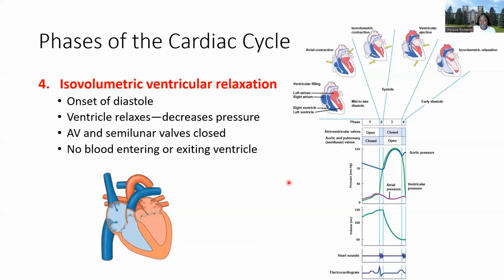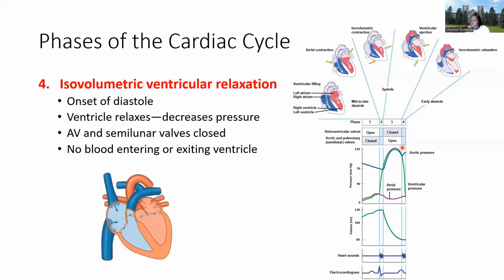But what has to happen is the pressure in the ventricle has to come back down to where it is lower than the pressure in the atria in order for those AV valves to open up once again. So in the isovolumetric ventricular relaxation, the pressure is dropping in order to get to a point to where the AV valves can open because the ventricular pressure is once again lower than the atrial pressure, and then those AV valves would naturally open up.